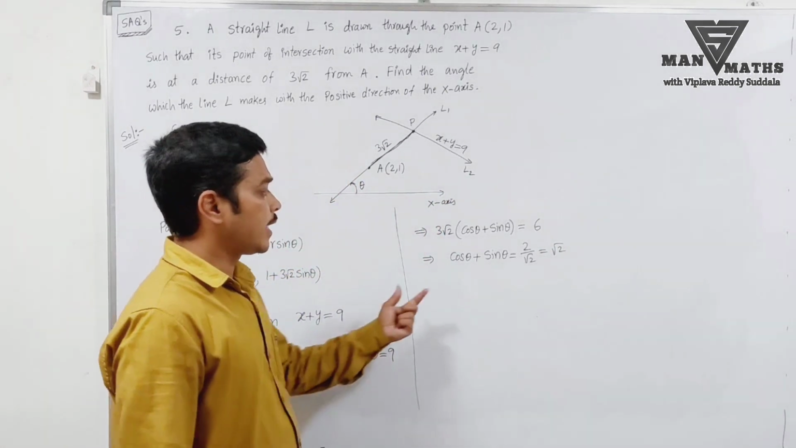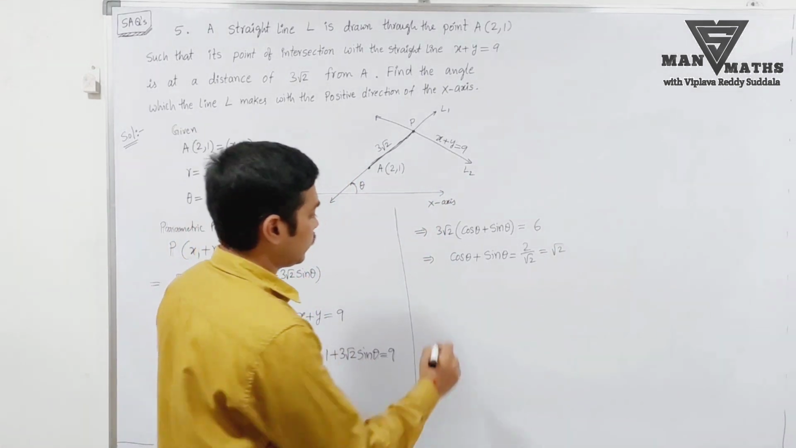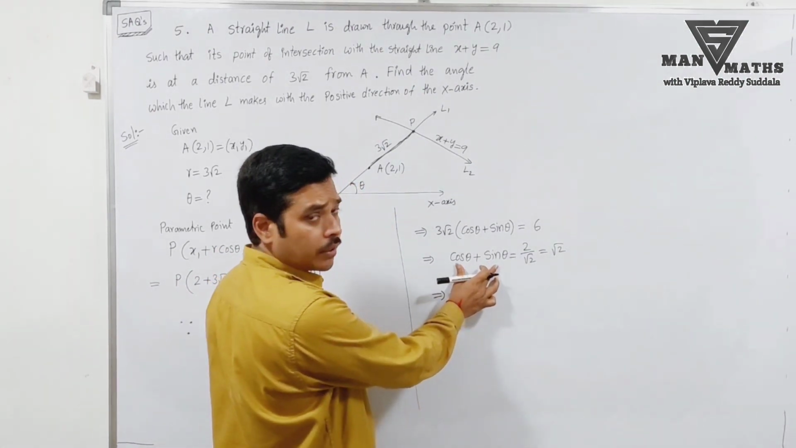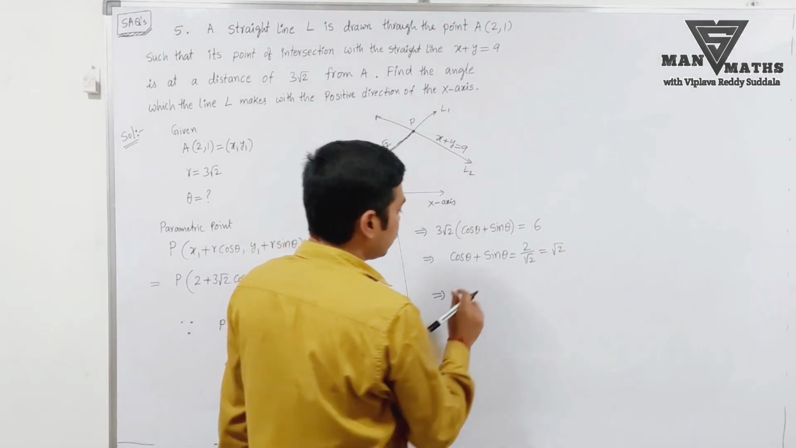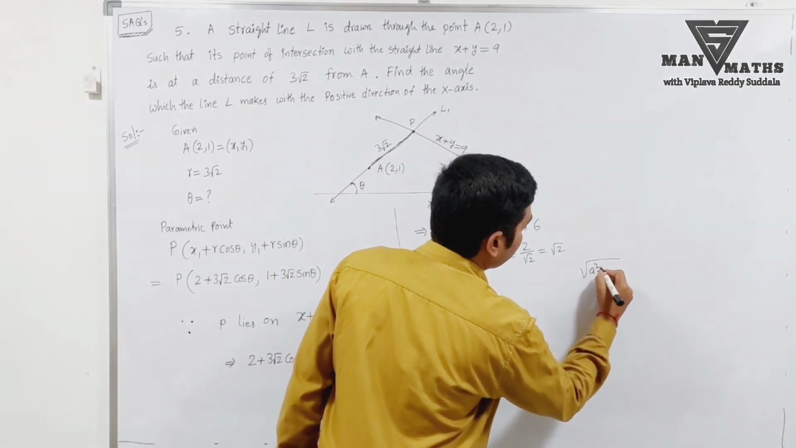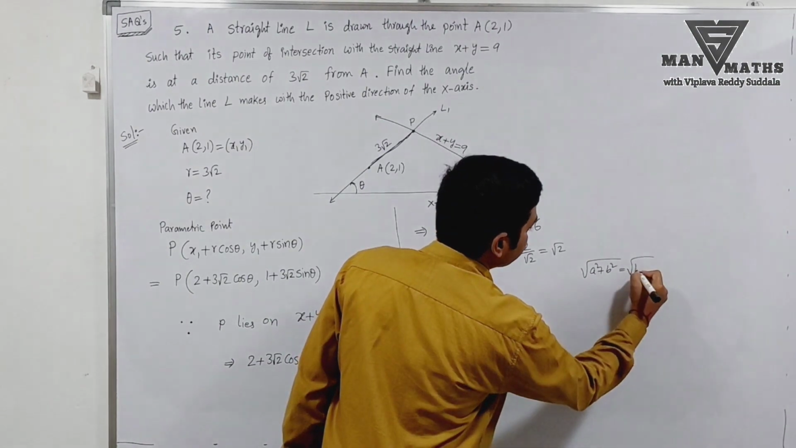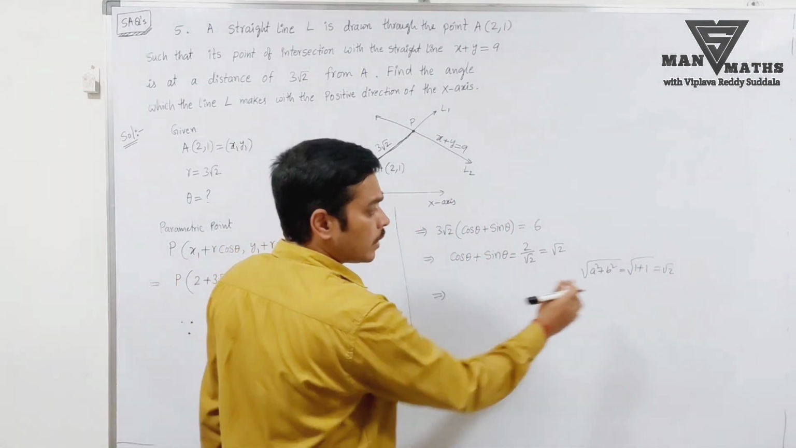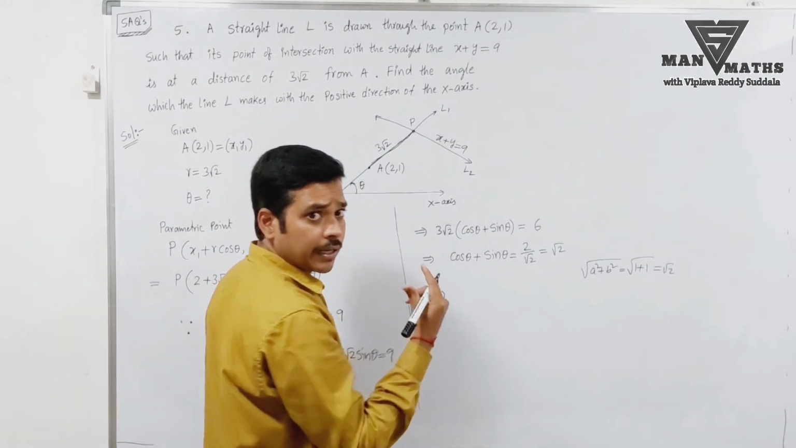So dividing each and every term by root 2, we get that. Simplify this equation. Simplify the sum of these two trigonometric ratios into a single ratio. That's why we are dividing by under root of a square plus b square, that is under root of 1 square plus 1 square, that is equal to root 2. Dividing each term by root 2, we get the single ratio term.